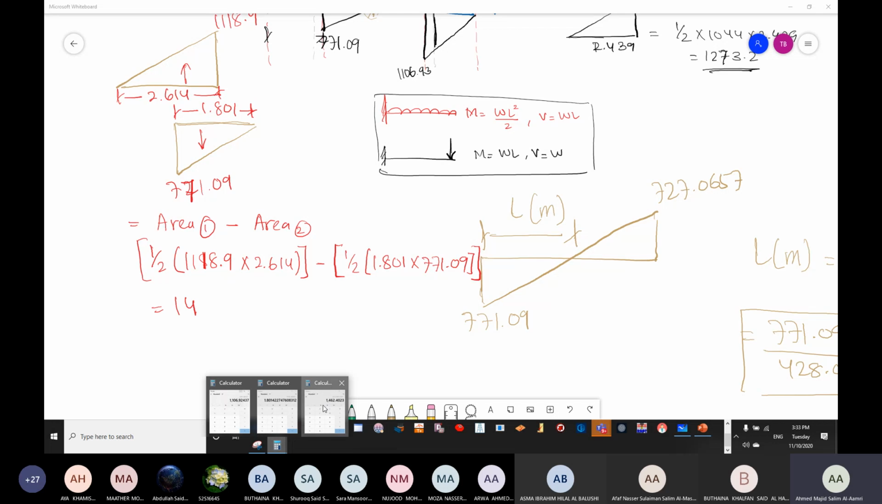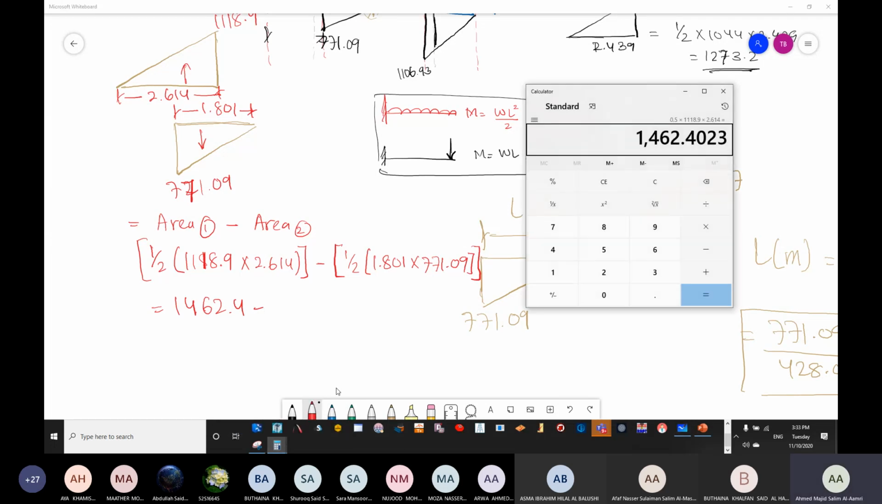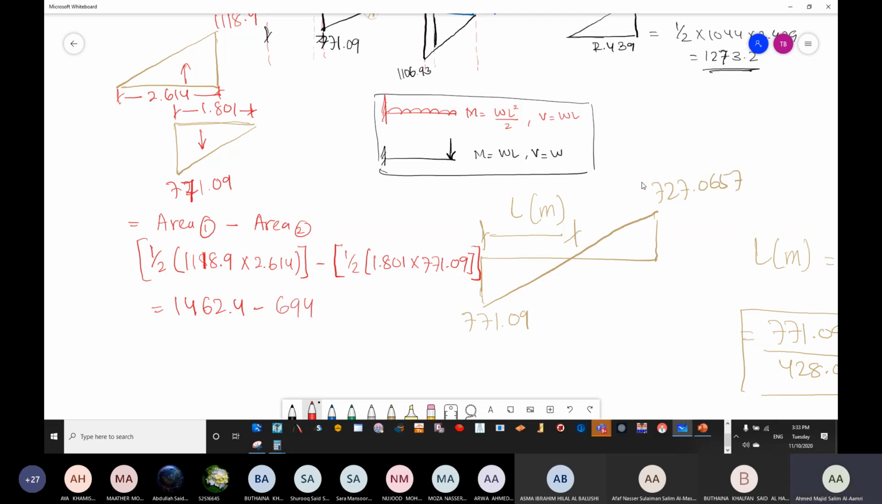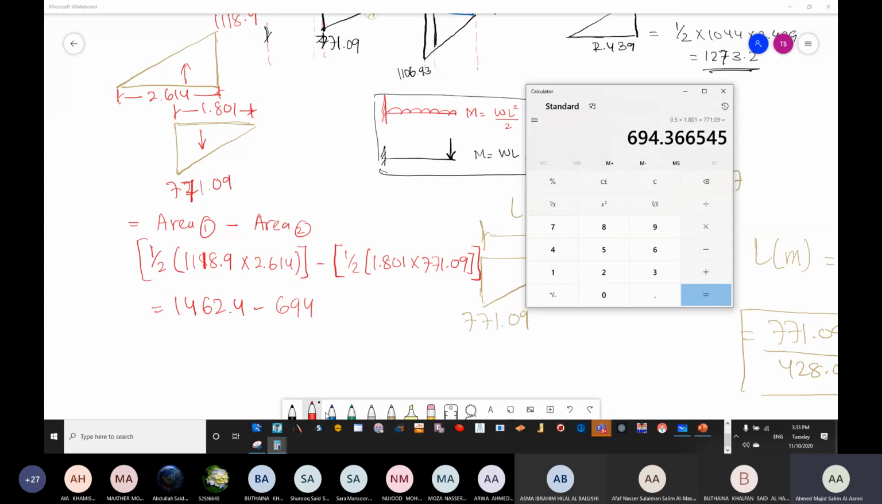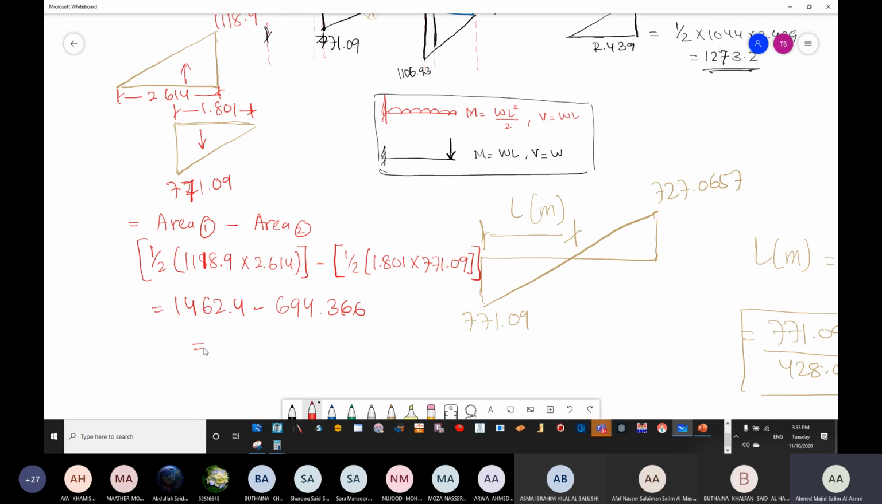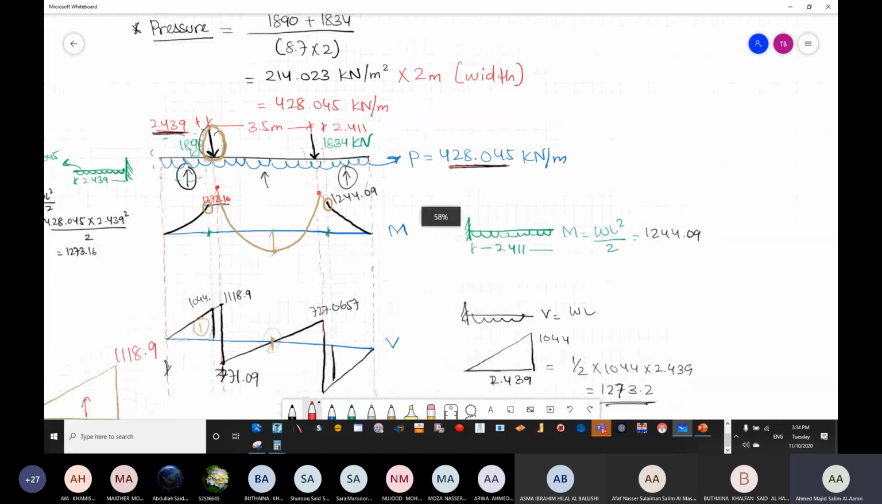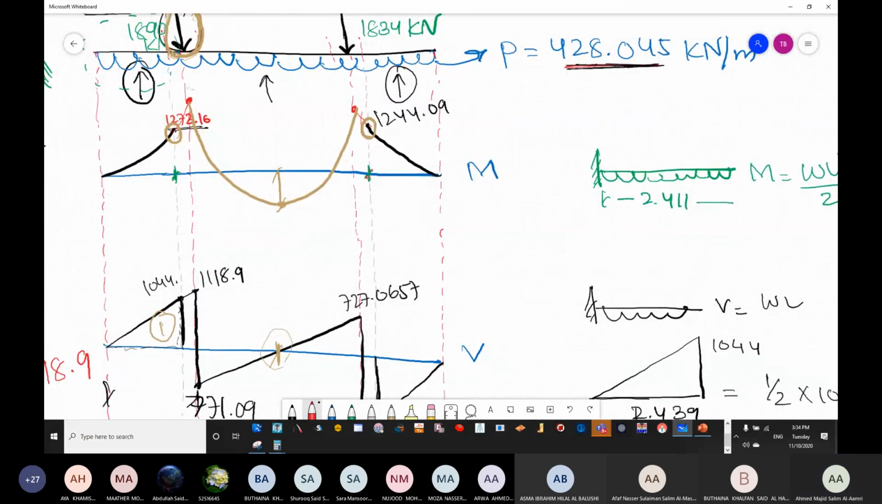Let me just verify it. Making it negative or positive is going to change a lot of parameters. And then we have the second one, that is half. That is 940, 94.36. So you're going to have a positive value of 768.0353. Now, what does positive mean? Positive means that the curve, okay.